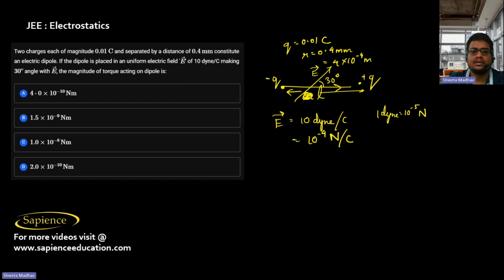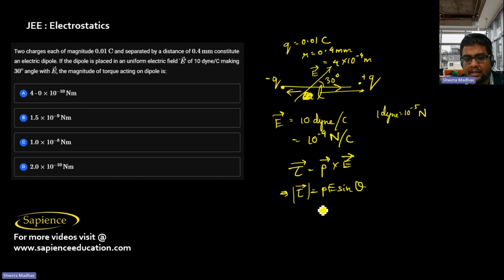So the magnitude of torque acting on the dipole: the torque is P cross E. Therefore, the magnitude of this torque is equal to P E sine theta, where theta is the angle between the electric field and the dipole moment, and P, the dipole moment, is equal to Q times L, the charges separated by distance L.